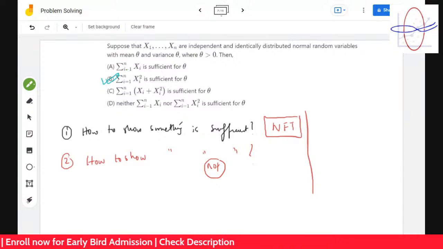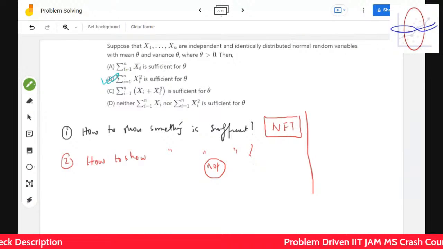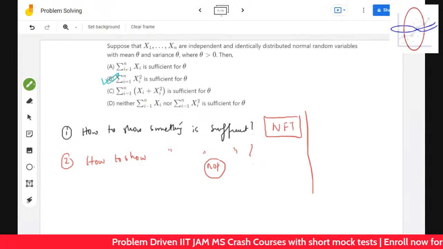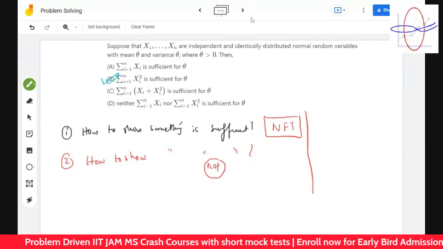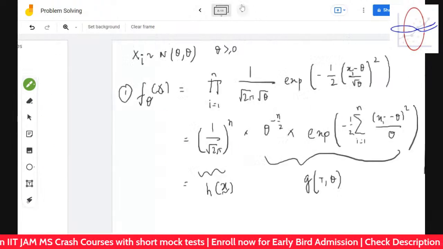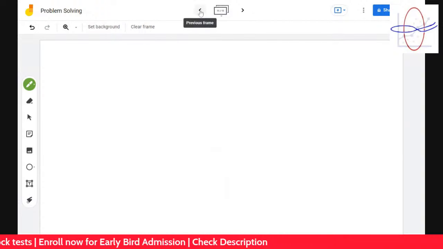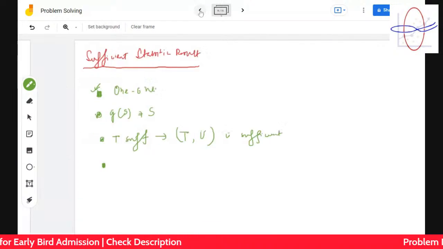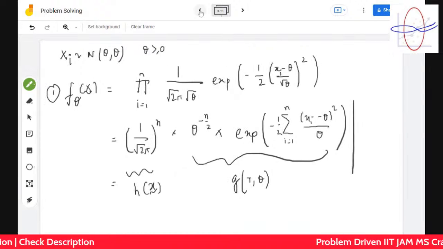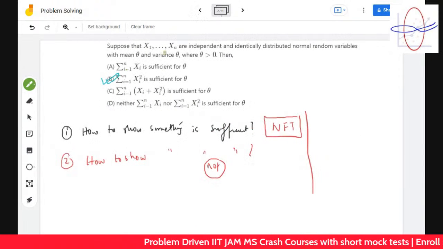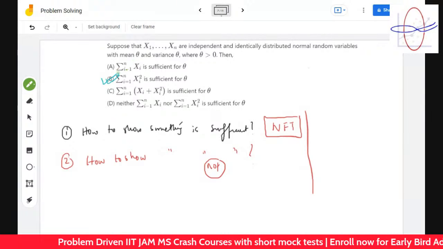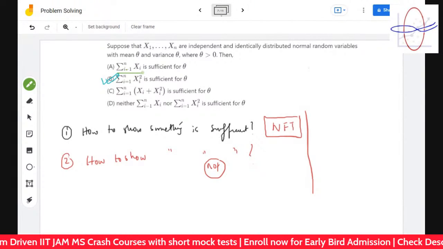Okay, say it again. Like in the theory classes, students are told that to check whether a statistic is sufficient or not, take the ratio of the joint distribution and the given statistic's distribution. If it is constant of theta, then it's sufficient, otherwise not. Okay, perfect.